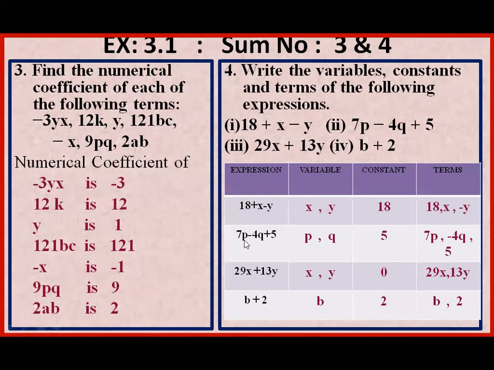Second one, 7p minus 4q plus 5: variables are p and q. Constant term is plus 5 and terms are 7p, minus 4q and 5. Third one, variables are x and y. There is no constant term here, so it is 0. The terms are 29x and 13y. Next one, the variable is b. Constant is 2. Terms are b and 2.